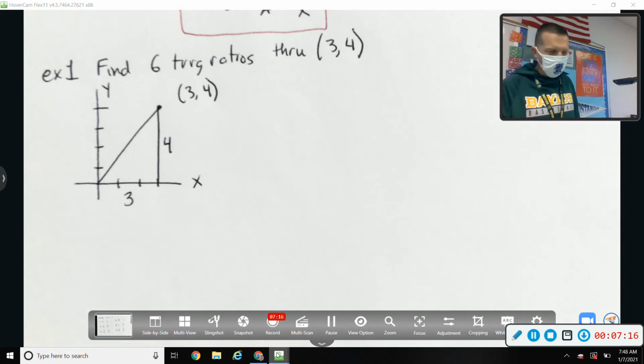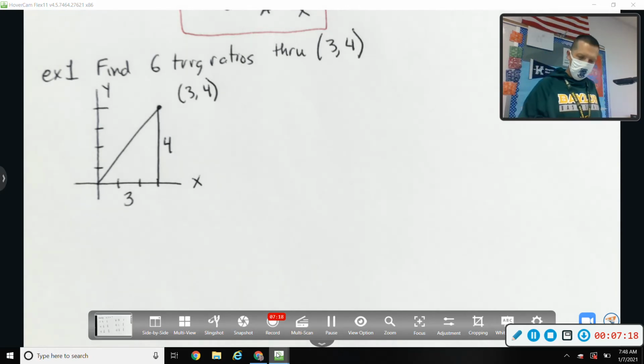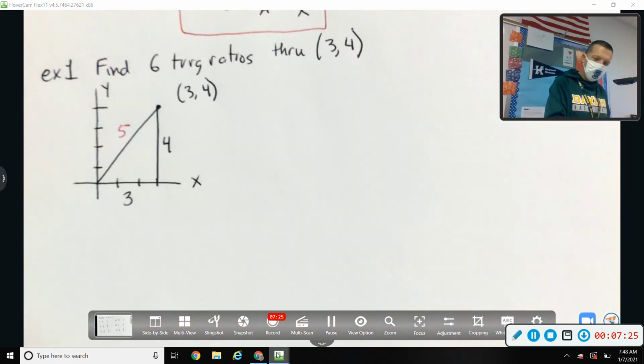Oh, I was kind on this one. What's the hypotenuse for this triangle? What's the radius? Yeah, some of you are like 5. It's easy. Yep, we like it when they're nice.